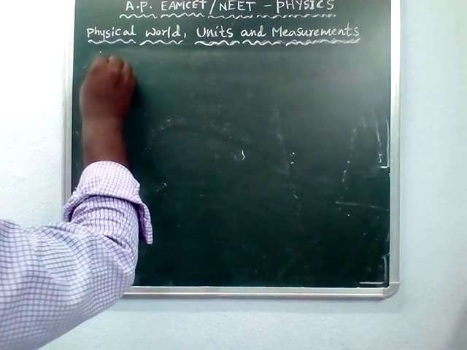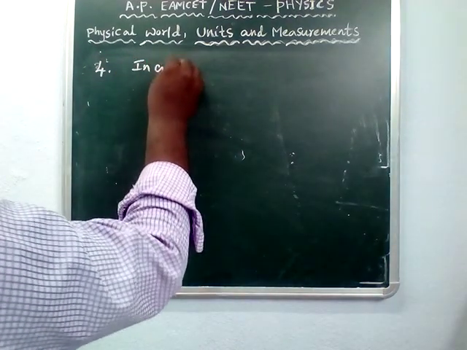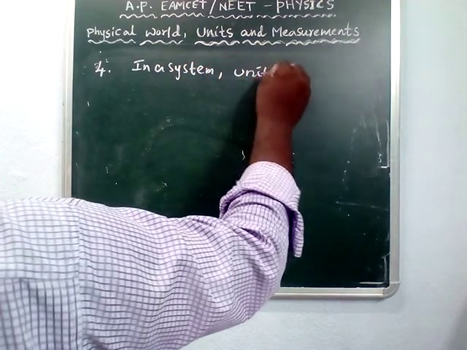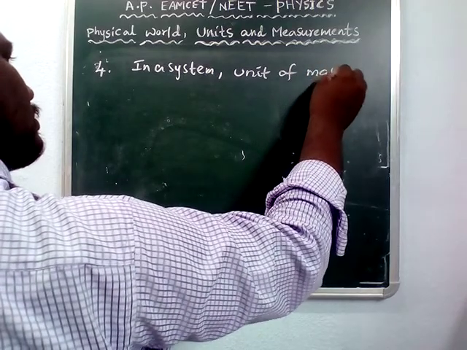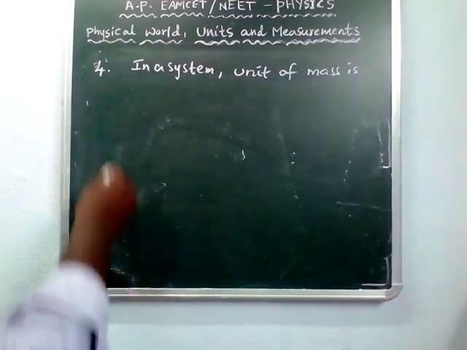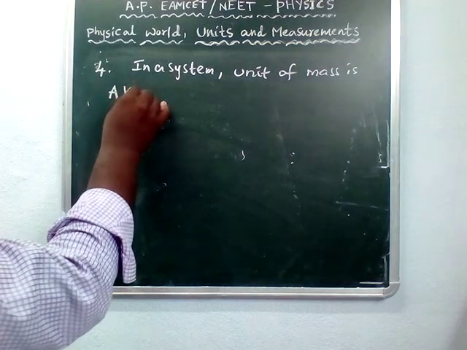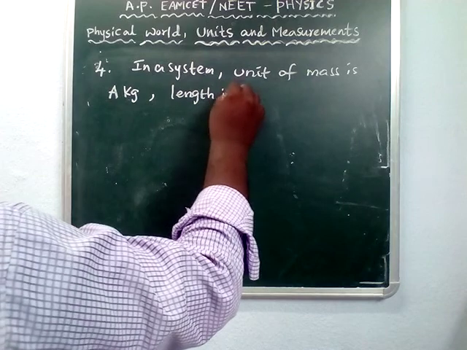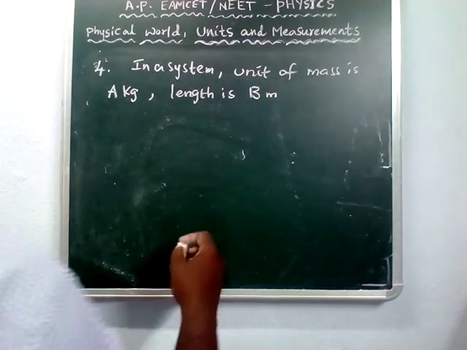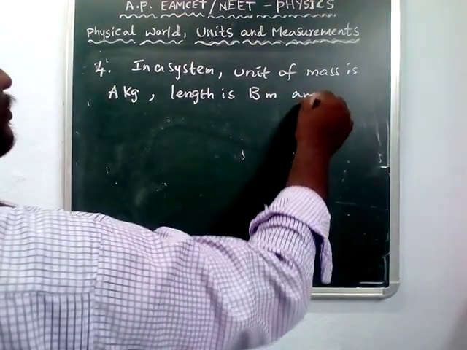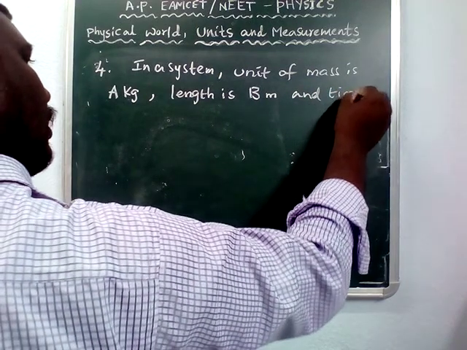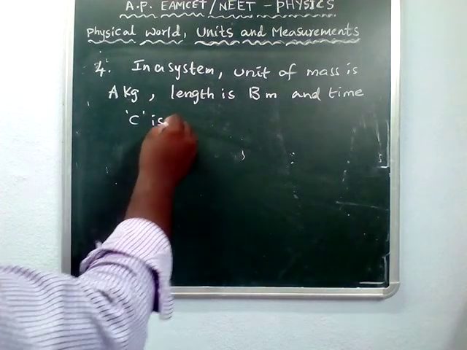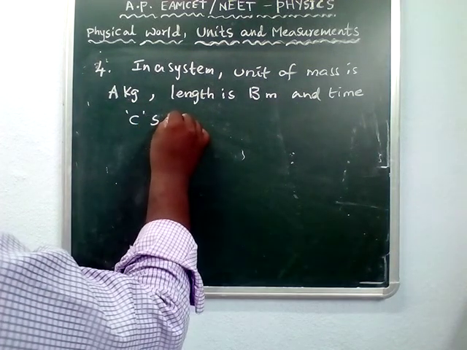So here the given question: in a system, the unit of mass is a kg, the length is b meter (unknown values), and the time is c seconds.